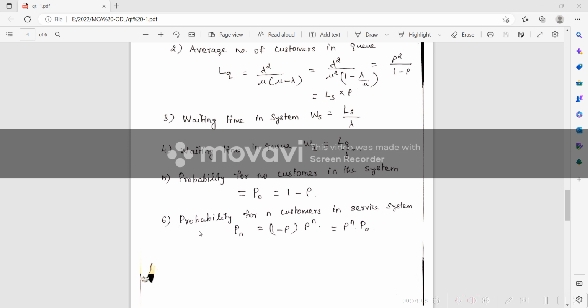And the next one is the probability for n customers in the service system. So at a time n customers are available in the system, and we want the probability of that situation. So we can use this formula.